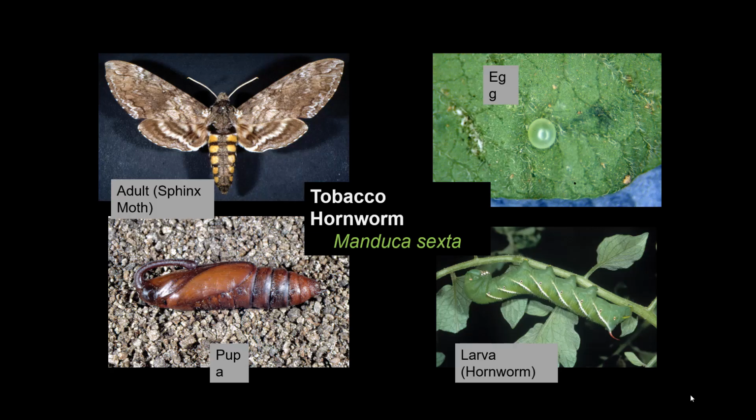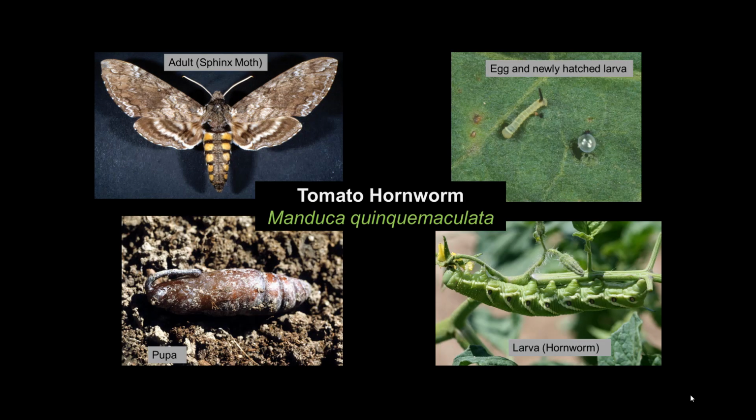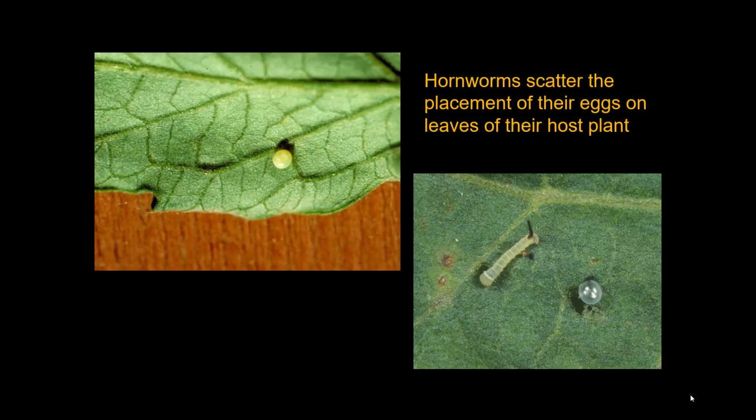But there are a couple of hornworms that are an issue. There are two that get on your tomatoes. One is the tobacco hornworm, and the other is the tomato hornworm. And you may have both of them on your plant. The tobacco hornworm tends to be more common than the tomato hornworm, but you may have both on the same plant. And they'll lay their eggs on the plant.